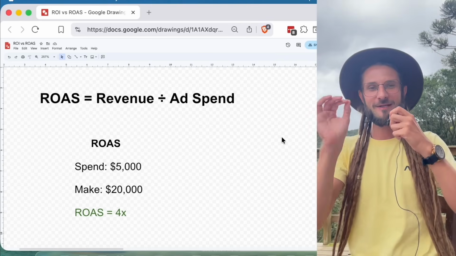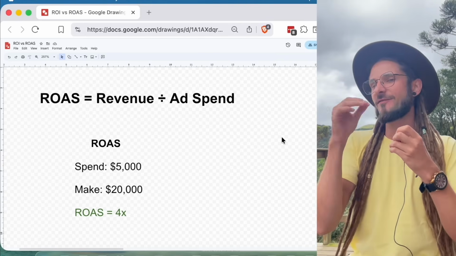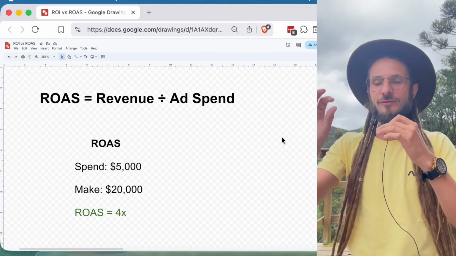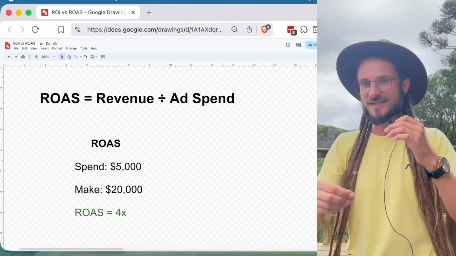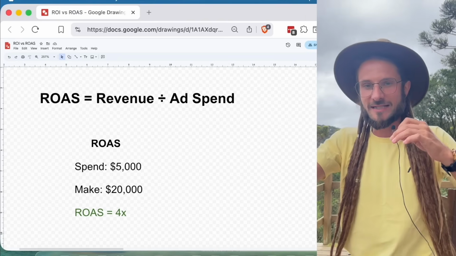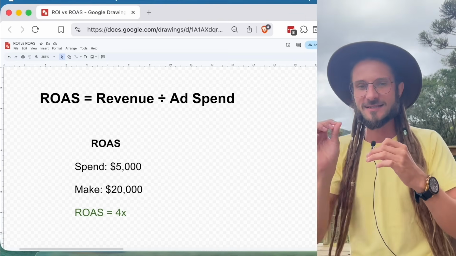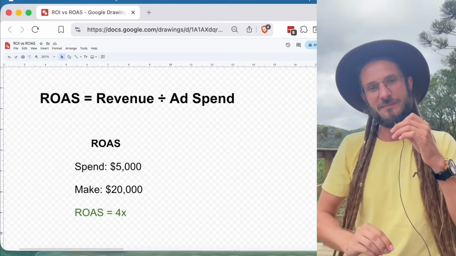So guys, to calculate ROAS, or return on ad spend, it's a very simple formula. We take the revenue and divide it by the ad spend. This measures ad efficiency: how much revenue are we generating for the ad spend that we've spent? But there are some secret observations that we need to make around this number.